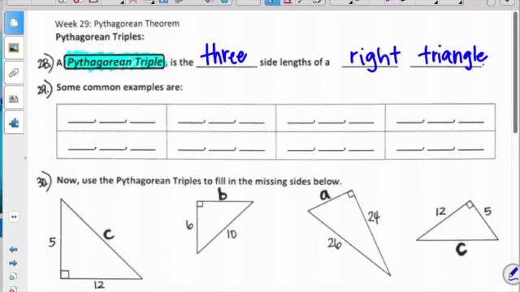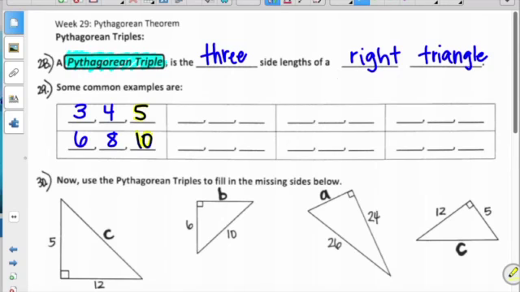Okay, so the first one is probably the most common right triangle. It is a 3, 4, 5. And do you know which one the hypotenuse is? The hypotenuse is always the longest side. Okay, so the hypotenuse on that one would be a 5. We can do multiples of those numbers. So if we double 3, if we double 4, and if we double 5, that will also make a right triangle. So that one would be a 6, 8, 10. And do you know which one the hypotenuse is? It's the longest one. So 10.